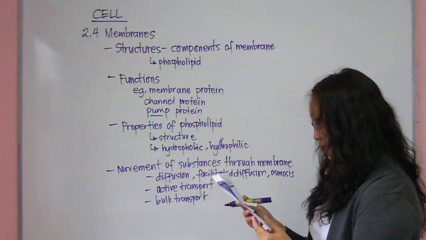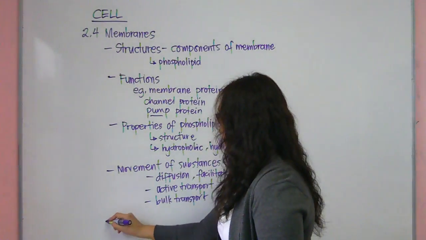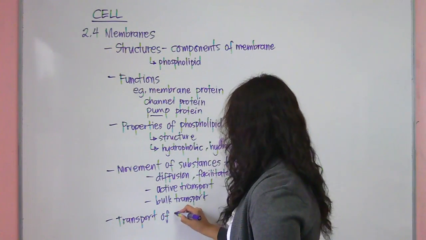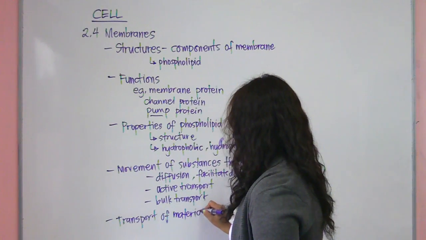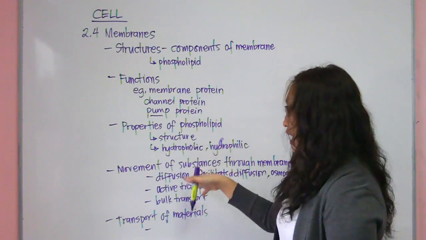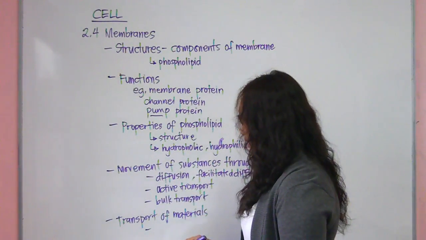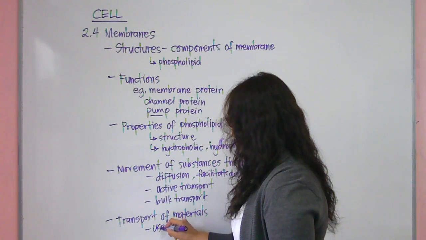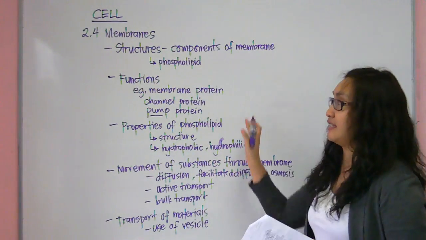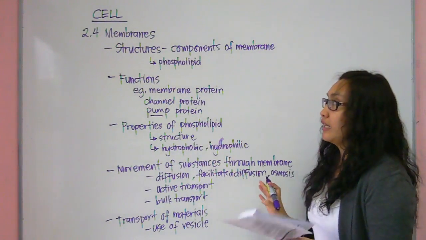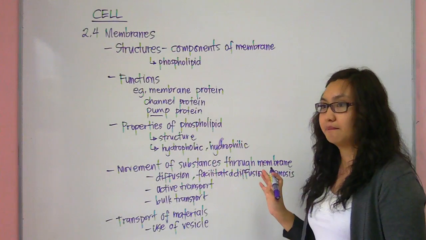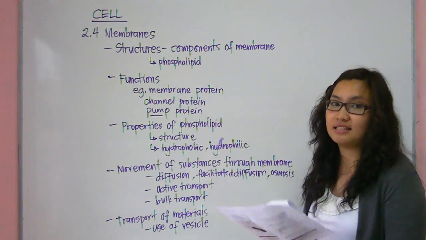The next part is, of course, the transport of materials. Through the transport of materials, we can also relate this to the previous point that we discussed, the use of vesicles. Since we have already lined out all the things that students need to remember in this area of cells, we might be able to encompass the things that need to be discussed.